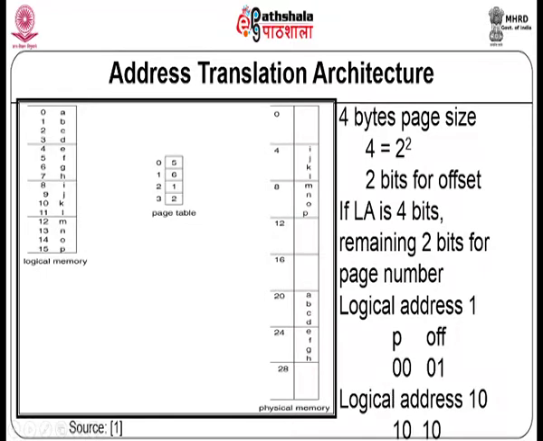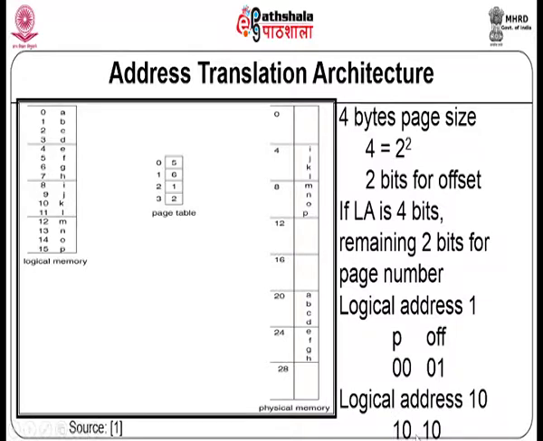Now, consider another logical address, say 10. 10 is the 10th location here, corresponding to K, and 10 decimal written in binary is 1010.